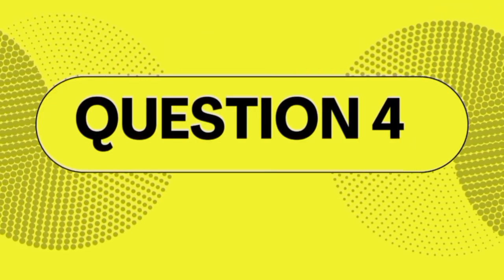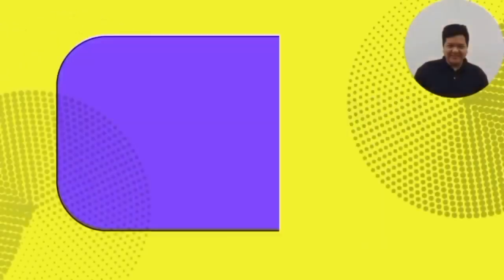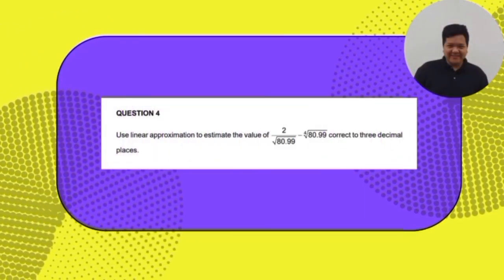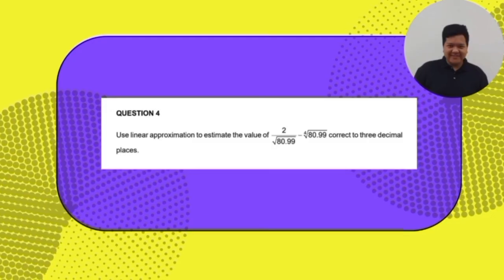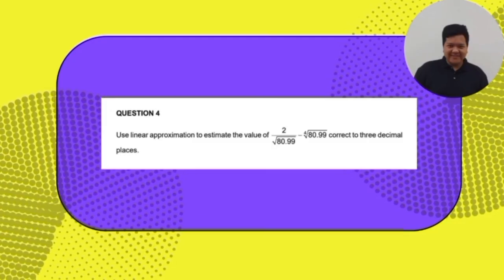So now we're on question 4. The question is, use linear approximation to estimate the value of 2 over square root of 80.99 minus the fourth root of 80.99. So first and foremost, we should know the definition or the basics of linear approximation.